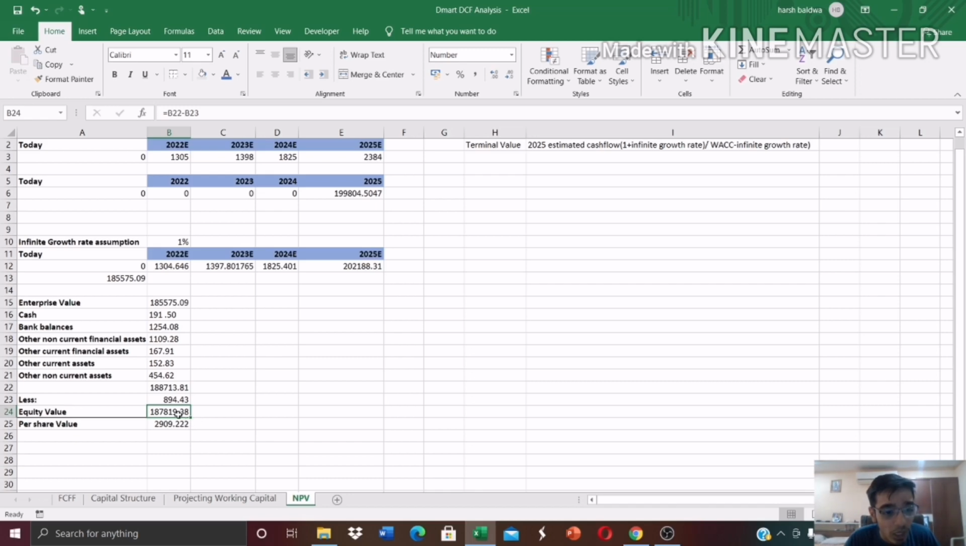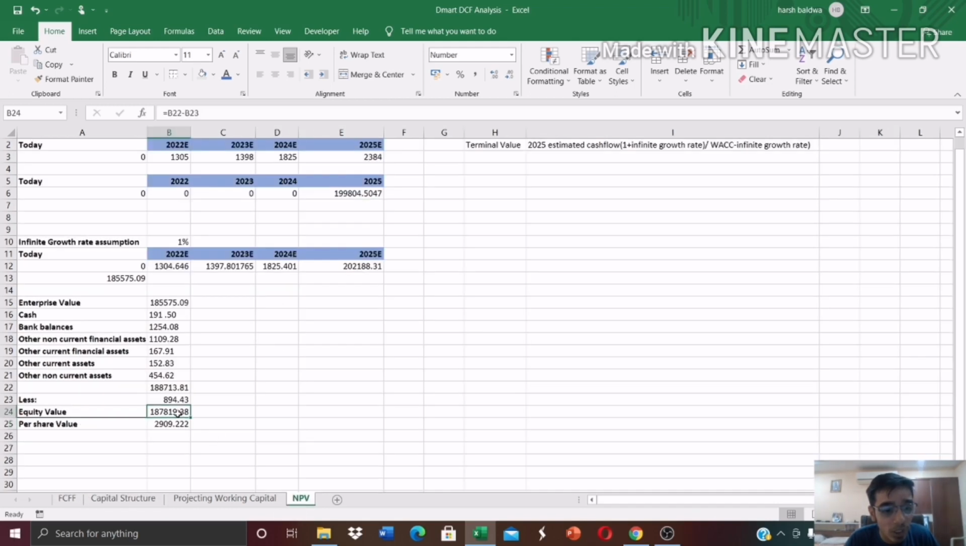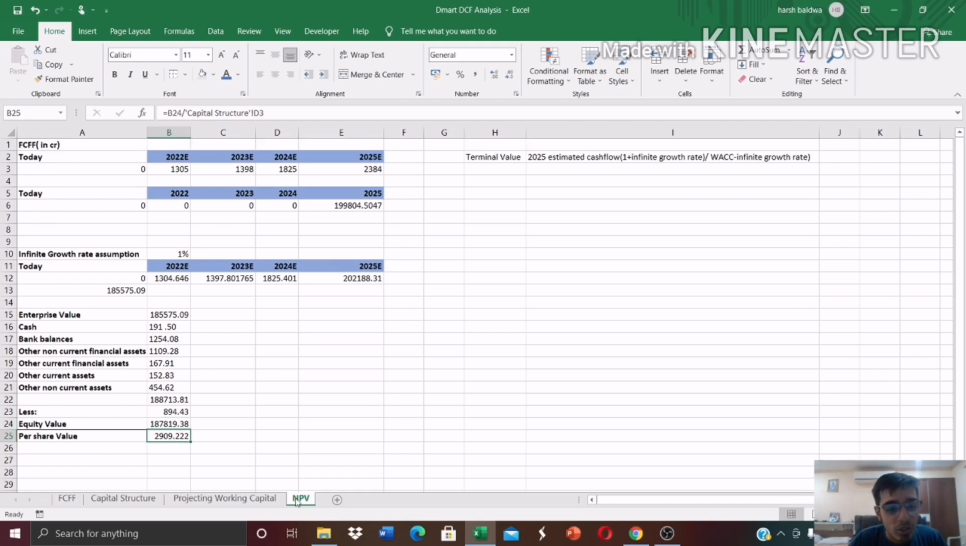Equity value is nothing but 187819, and when you divide 187819 by the total number of shares, what are the total number of shares? As we calculated over here, it was 64.56 crores. When you divide the equity value by the total number of shares, you get the answer as 2910. So we have got a difference of 60 rupees: the share price value that we have got, 2910, minus the current market price 2850, so we can say that the company is undervalued.